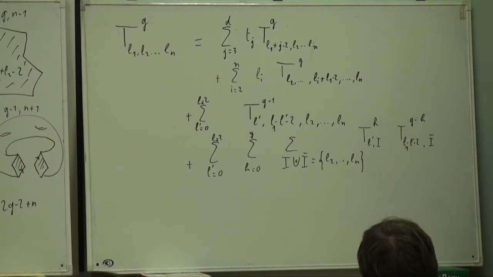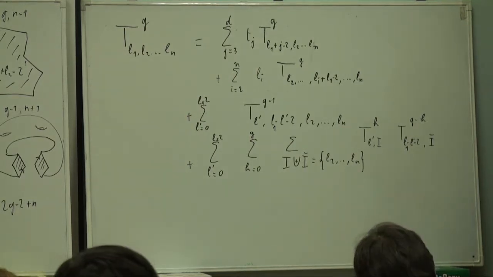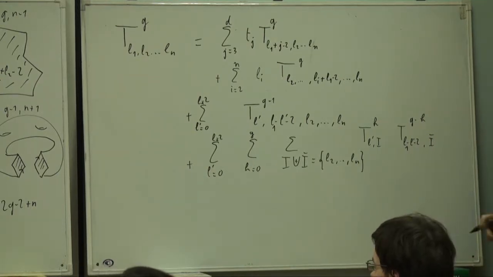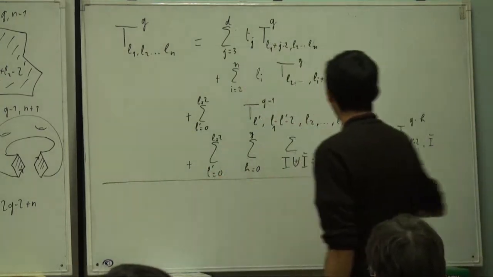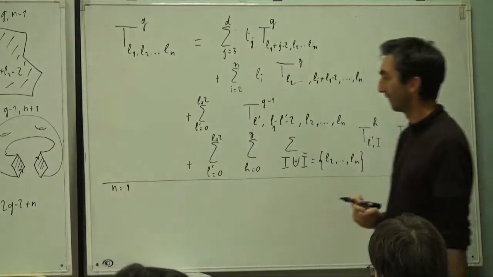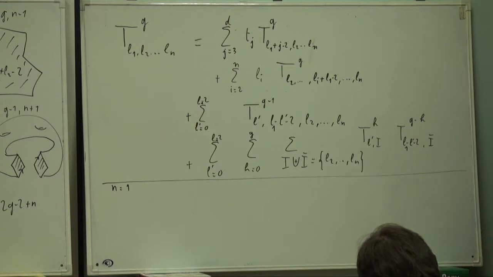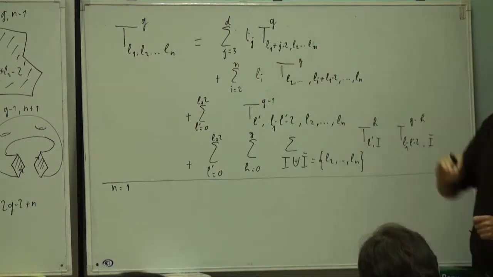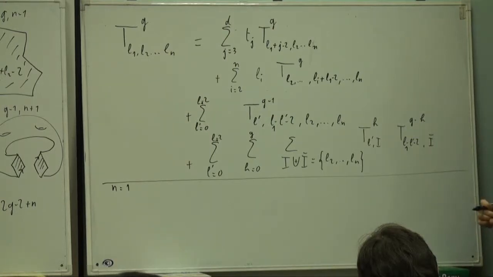L is L1. Okay. So this is our recursion equation. So let me write it in case n equals 1. So when n equals 1, for instance, this term will be absent because there is no other face.